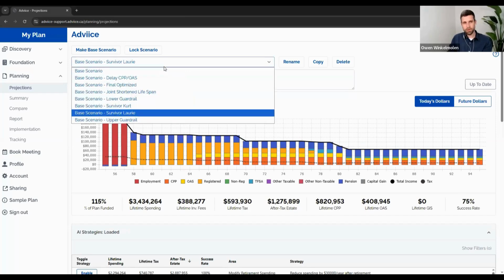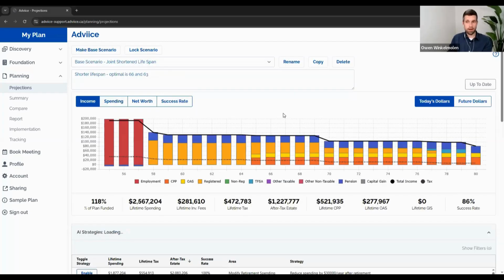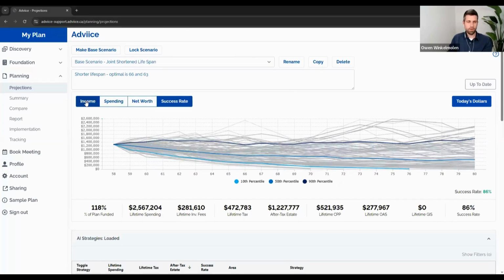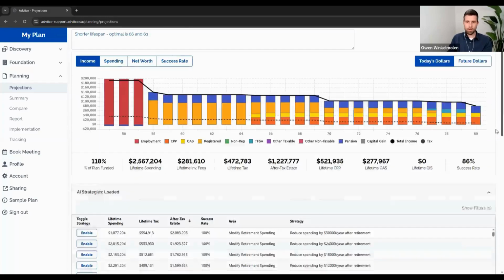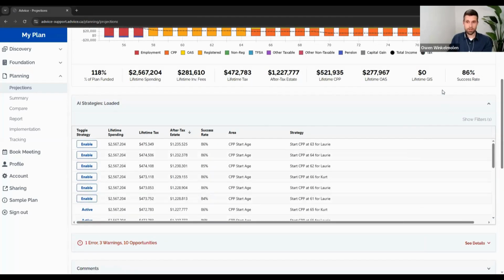And then the last one I want to show you is the joint shorter life expectancy. Great scenario to run. In this case, we can see success rate's good, so we're not worried about that. Really, what we're looking at is how maybe some of the CPP strategies change. And in this case, we don't want to delay CPP. So if there's a real concern that we're going to have a shorter life expectancy, we might make some different changes within the plan. And you can be flexible about this.